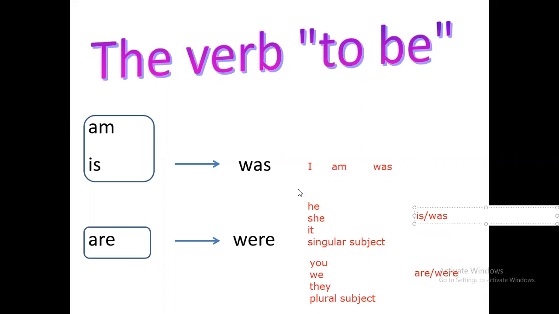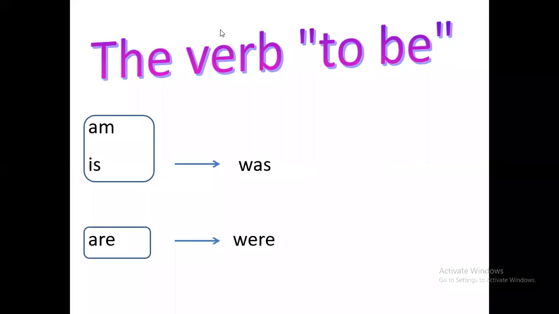And what's the past of am? It's was. So is and am have the same past tense. So I am, I was. He is, she is, it is. He was, she was, it was. You are, we are, they are, and plural subjects are or were. You must memorize these subjects and linking verbs.